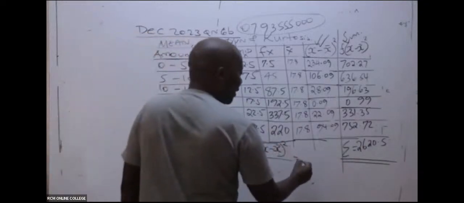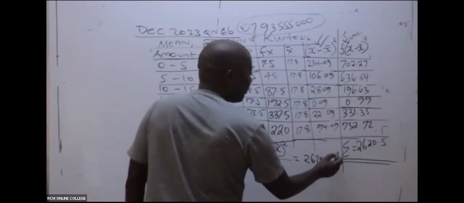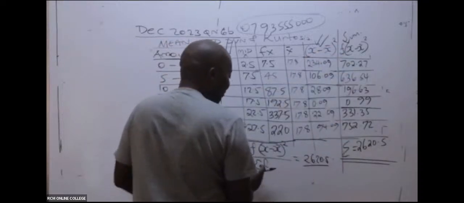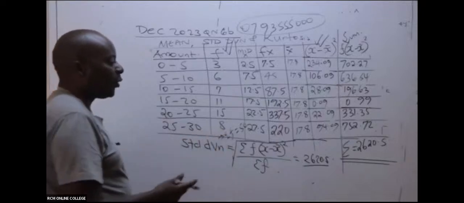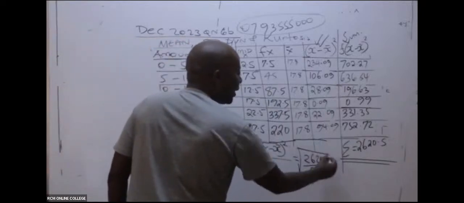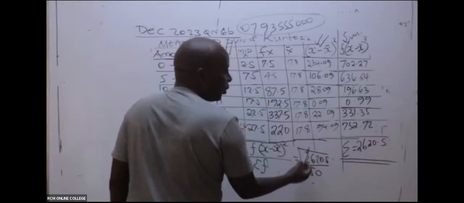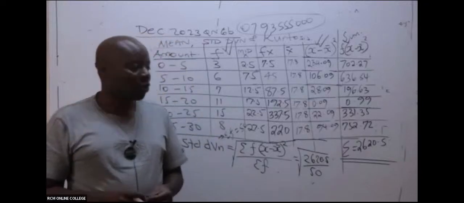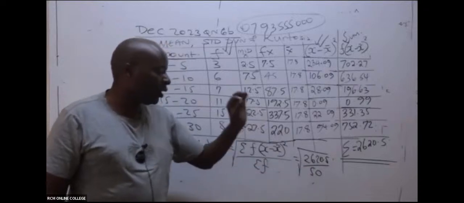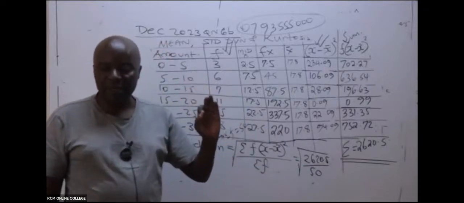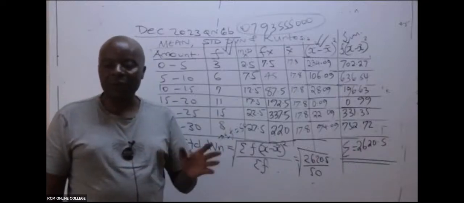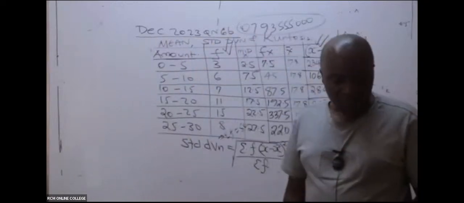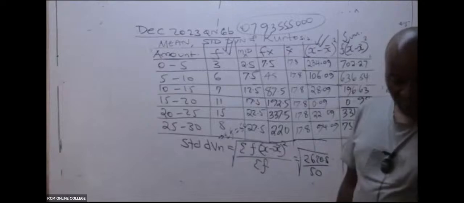As in the figure that you have here, 2620.5, you divide this by the summation of frequency, which was 50. Whatever quotient I get when I divide, I take the square root. So you take 2620.5 divided by 50, and whatever answer we get, we take the square root of that answer, then we are at home.